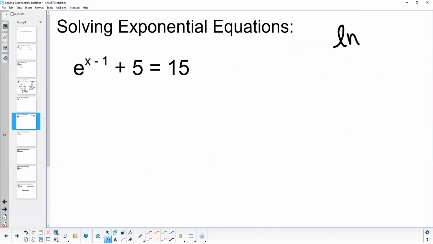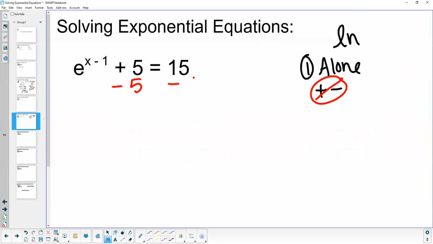But before we get there, our very first thing we need to do is get our exponential alone. So I want to check, do I have any add or subtracts here? And I want to get rid of them. And in this case, I do. I have a plus 5. So I'm going to get rid of that plus 5 from either side. And we end up getting e to the x minus 1 is equal to 10. Then I want to check, do I have any multiplies or divides?